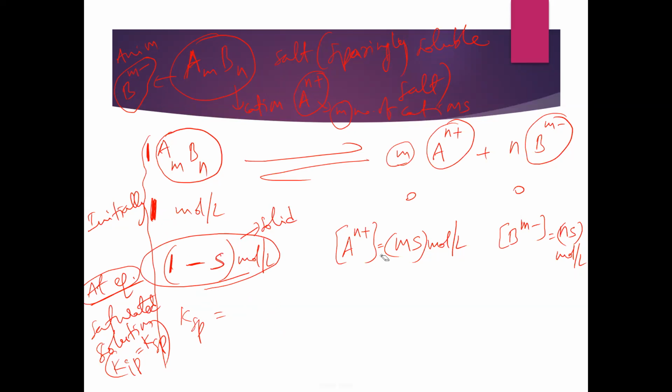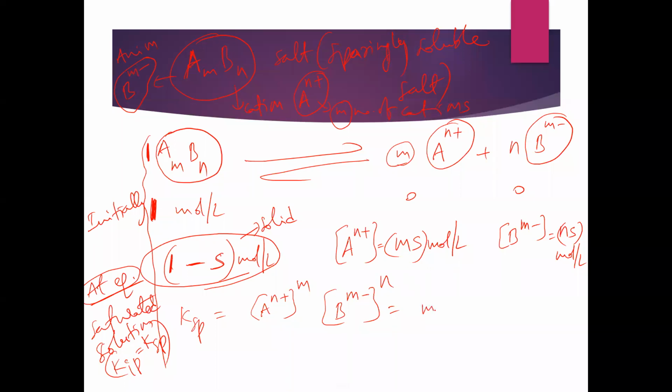Tell me. Concentration of A plus to the power of what? How many cations are there? M number of cations, into the concentration of B minus M, which is the anion. So anion concentration to the power of how much? N. How many anions are formed here? N number. Power N. Is that clear, ma'am?